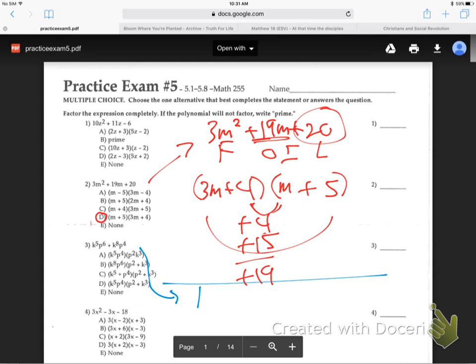So bring that down here. K to the 5th, P to the 6th, plus K to the 8th, P to the 4th. All right. That one is kind of weird looking. Oops, let me erase this. So, looking over there at those options.